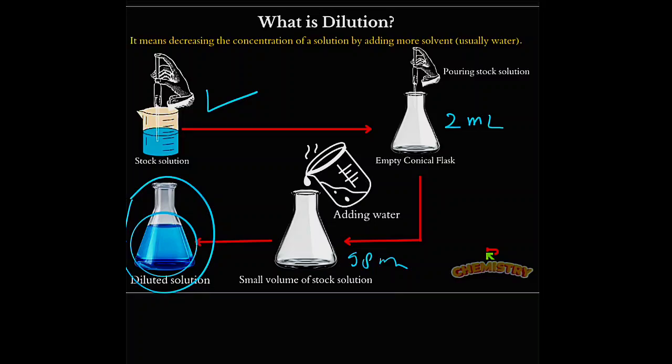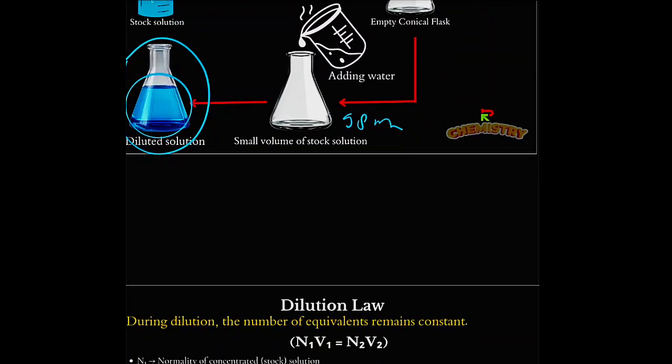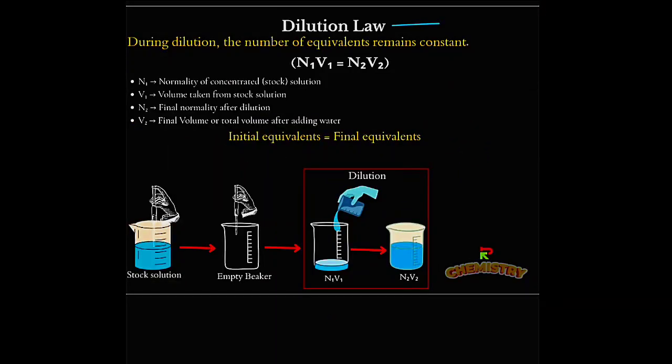Okay, so let's talk about the dilution law in the next slide. Dilution law: during dilution, the number of equivalents remains constant. What does it mean? If we are using a stock solution of HCl, its equivalent is 1 in the stock solution, and after dilution this solution also has HCl, so the equivalent here is also 1. So during dilution there is no change in the equivalent.